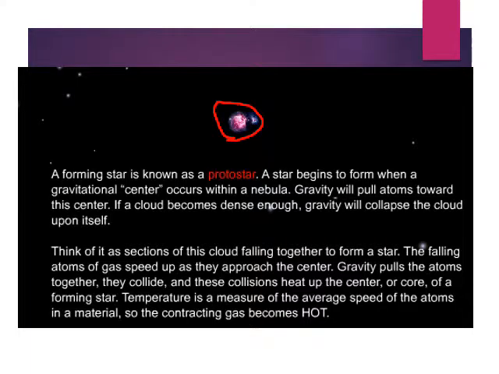Think of it as sections of a cloud falling together to form a star. The falling atoms of gas speed up as they approach the center. Gravity pulls the atoms together, they collide, and these collisions heat up the center or core of a forming star. Temperature is a measure of the average speed of the atoms in a material, so the contracting gas becomes hot.